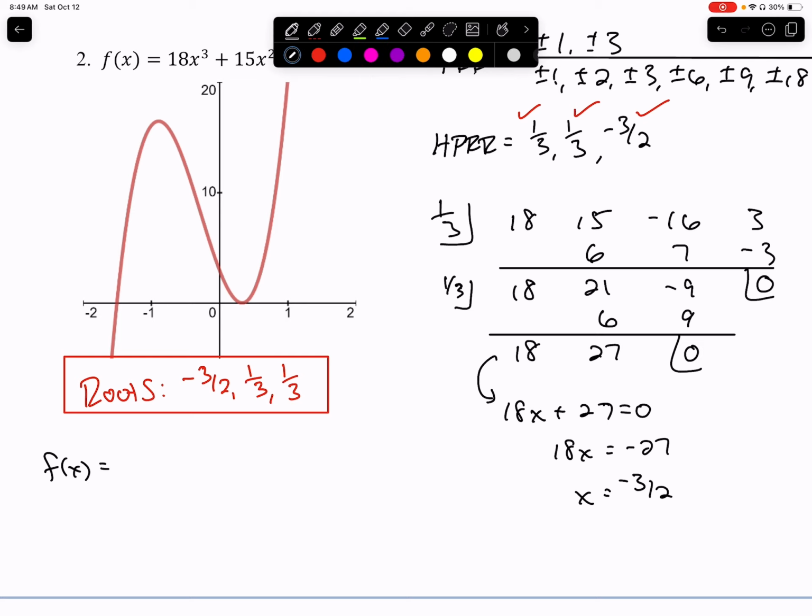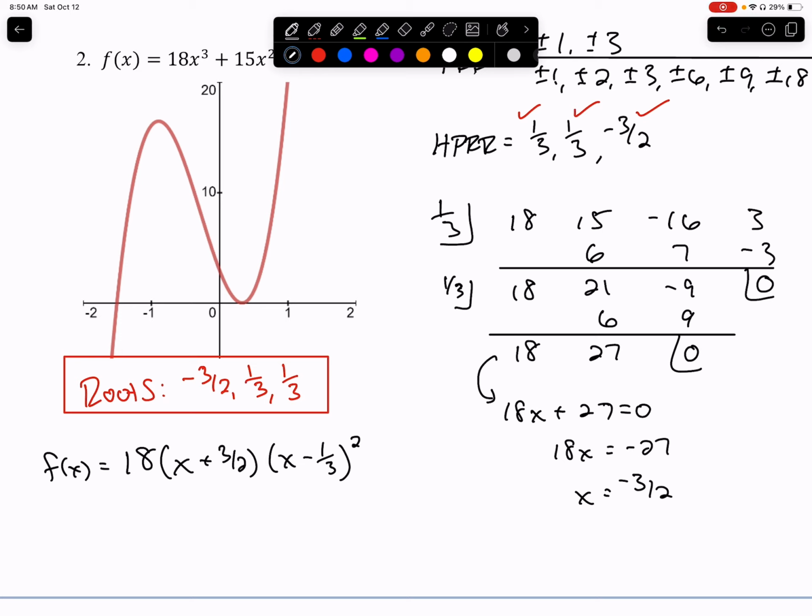We're going to have x minus a -3/2, which is x plus 3/2, x minus a third, and we'll write that succinctly by saying it's squared. And then if we multiply x times x squared, that's x cubed. We need a leading coefficient to be 18, so we put an 18 out in front. All right, that concludes these notes.